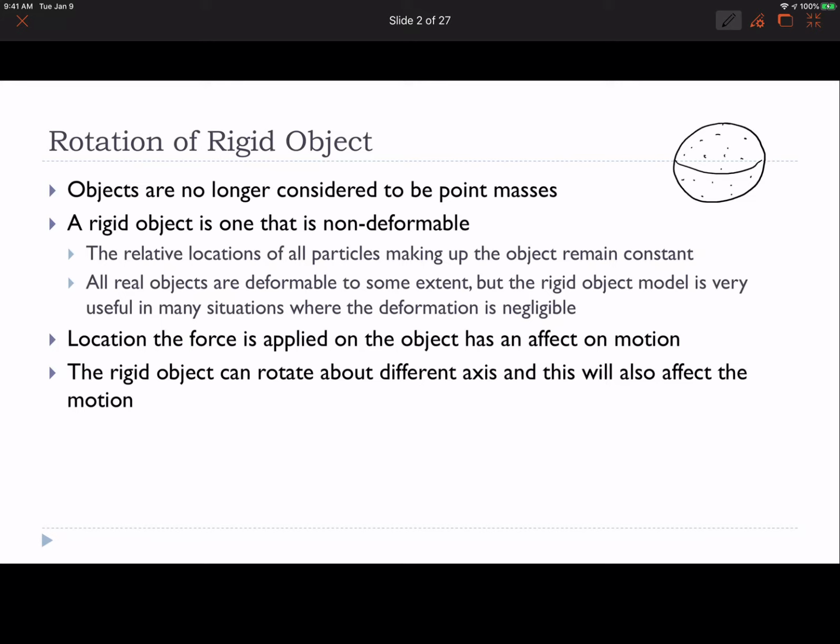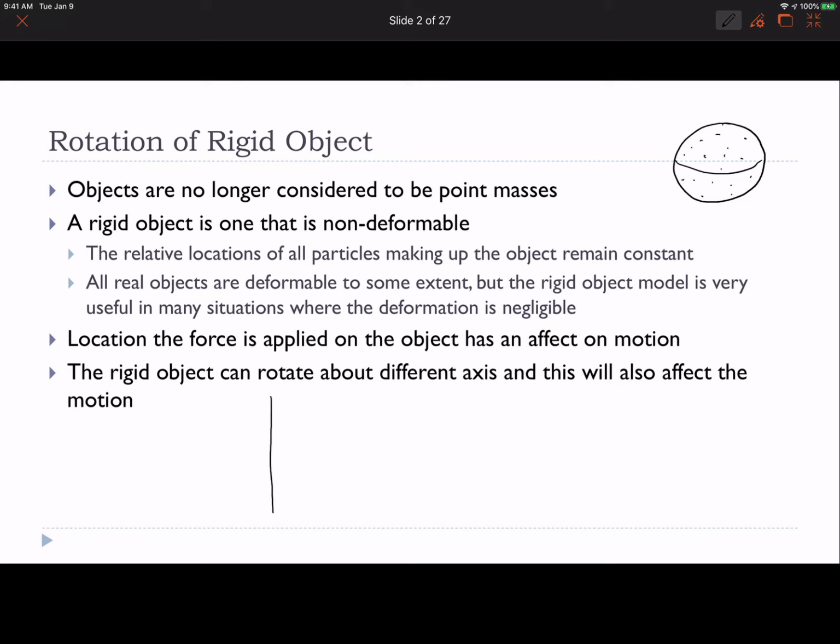Realistically, all objects are actually deformable in some way, so we're using this as a model. This is kind of like our ideal world where we don't have friction and that sort of thing. We always start with the easiest case and then build on that. So obviously, the place that the force is applied on an object can have an impact on its motion.